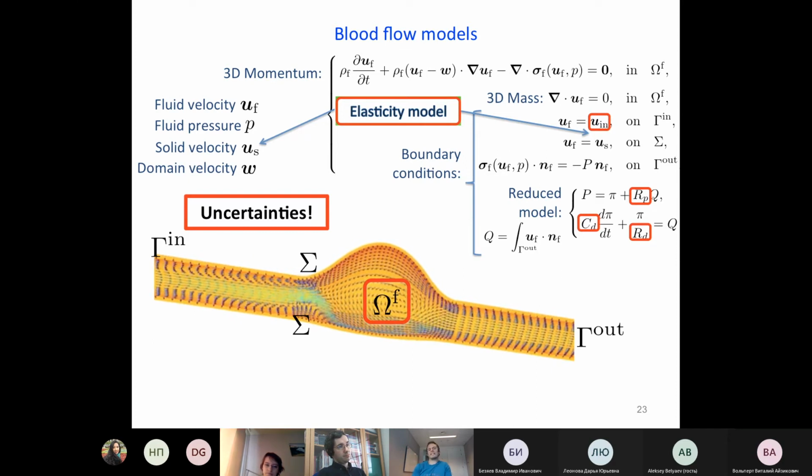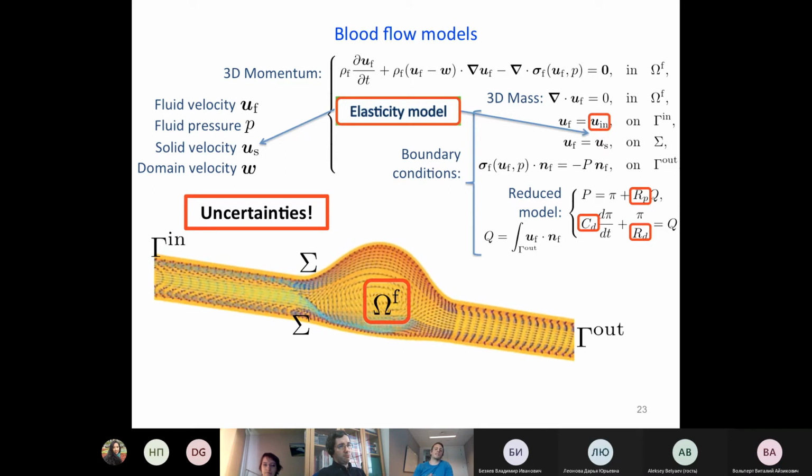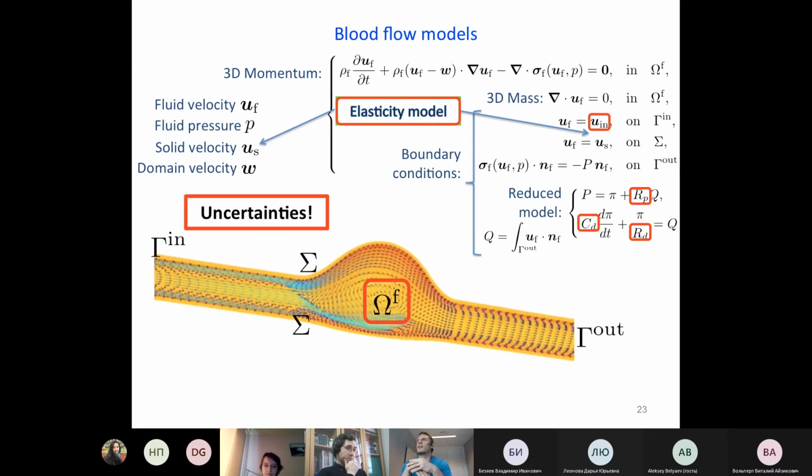But also the elastic properties of the arterial wall are uncertain, and also the geometry, the computational domain, is uncertain because you obtain it from a medical image, and the medical image has a limited resolution and may have artifacts. So ideally, you should also consider that uncertainty and maybe try to reduce it or estimate it. And I will show you a recent result on that.